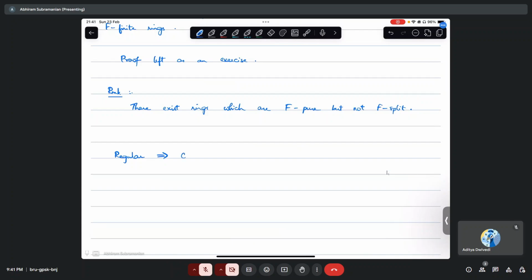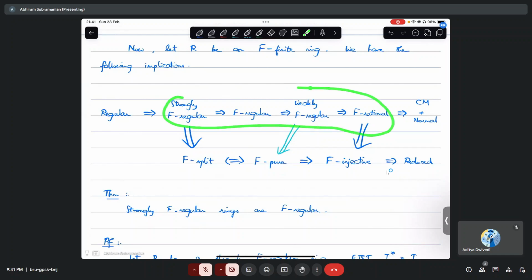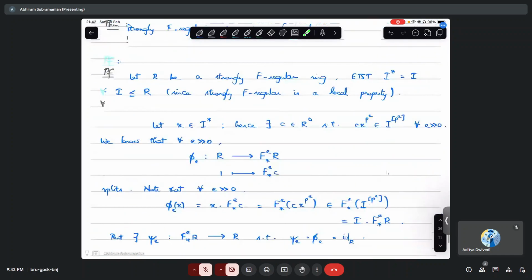Regular implies complete intersection, implies Gorenstein, implies Cohen-Macaulay. So now, can we classify these particular rings, say Gorenstein or complete intersection, in some way? The answer is unfortunately no.